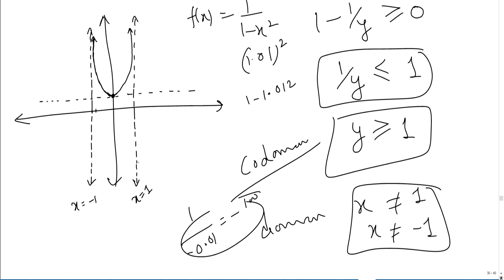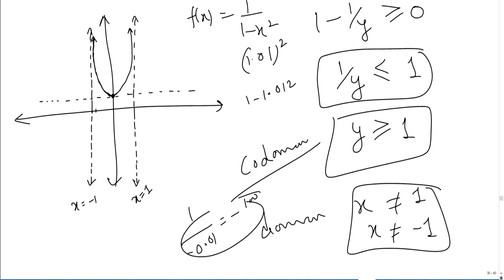So the graph would look, wait a minute. If x is greater than 1, let's say 2, then the value of the function would be 1 divided by 1 minus 4, so 1 by minus 3. Okay, I think we have made a mistake in calculating the codomain. So anyway, let us try to draw the graph first.